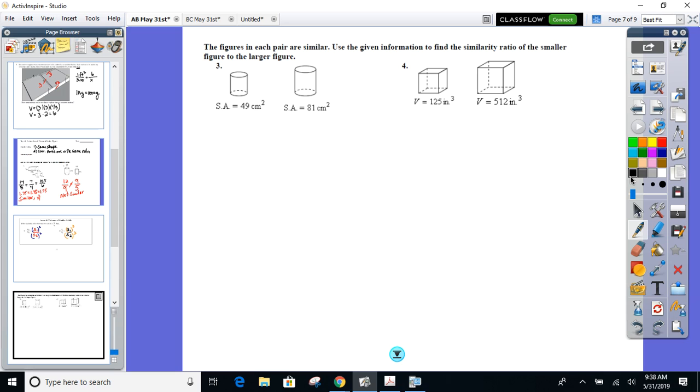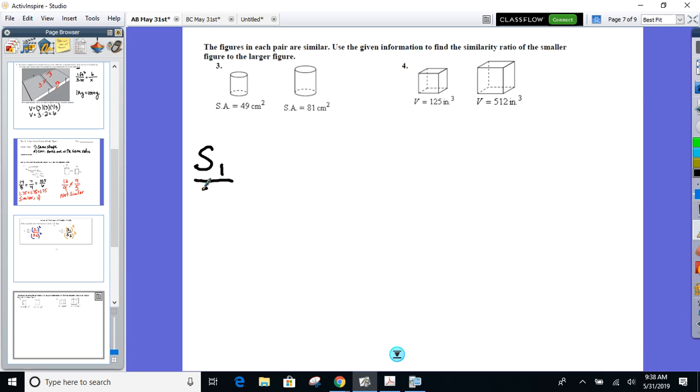They're similar. I gave you the surface areas. Here's what I need, guys. I need the similarity ratio. What's the ratio of two corresponding parts? Going backwards now.